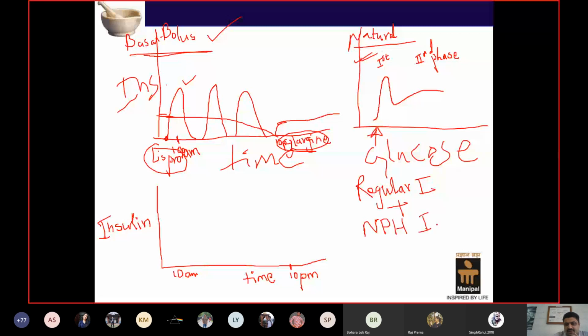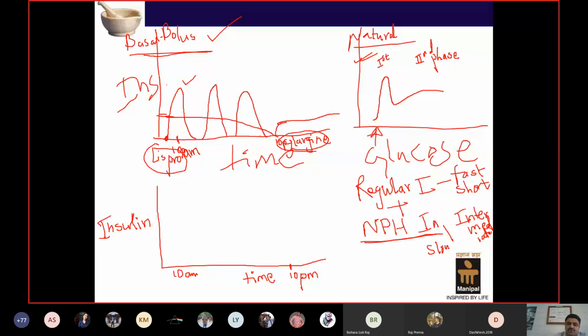Neutral protamine Hagedorn insulin, isn't it? What type of insulin is this? It is intermediate acting. And this is fast and short acting, isn't it? Fast and short acting insulin. This is intermediate, slow and intermediate acting.